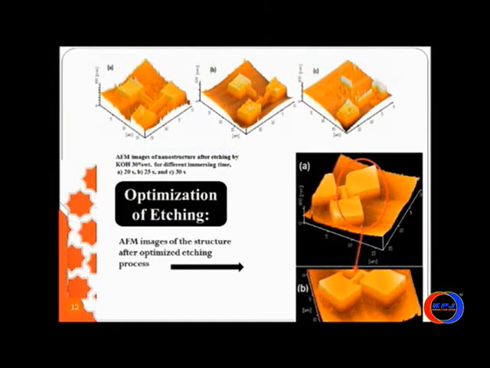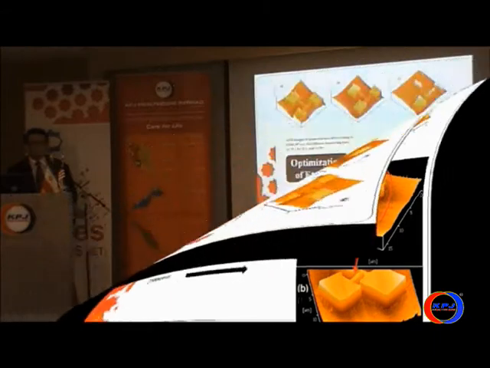So, for example, I took one of them. You can see here the effect of the etching time on the structure. And here you will see the structure after the etching process. This is a very simple transistor.